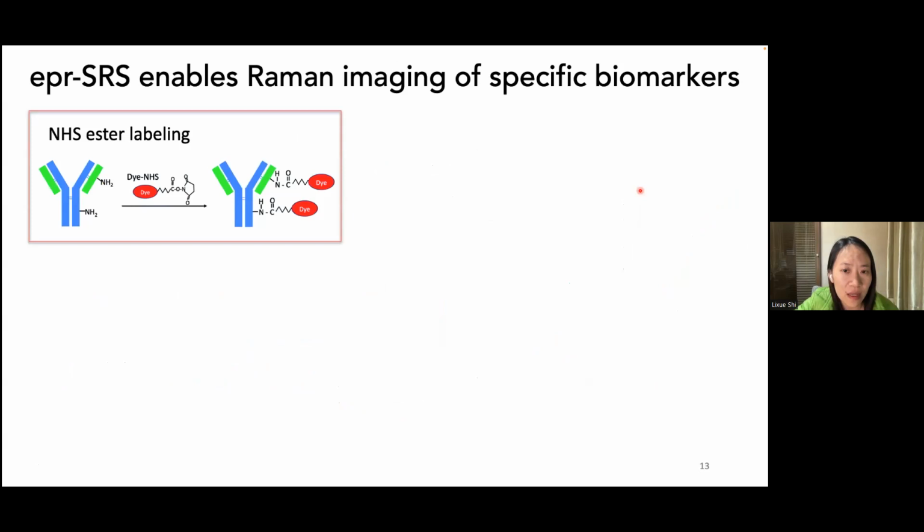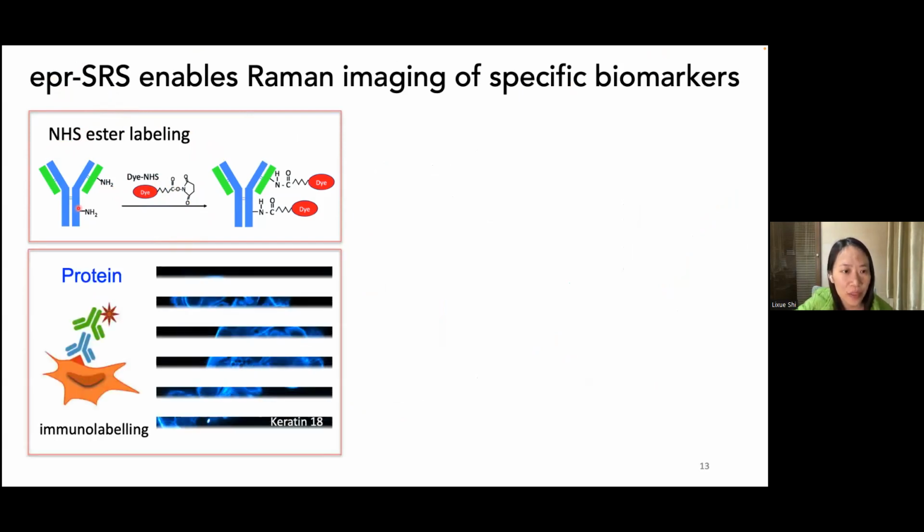Then, with this ultra high sensitivity of epr-SRS, we are now able to measure low abundant biomarkers inside cells with a decent signal-to-noise ratio. To identify specific biomarkers, we can use a typical lysine-directed NHS ester labeling approach to conjugate our Raman dyes to antibodies or oligonucleotides.